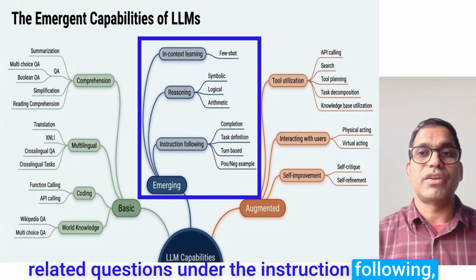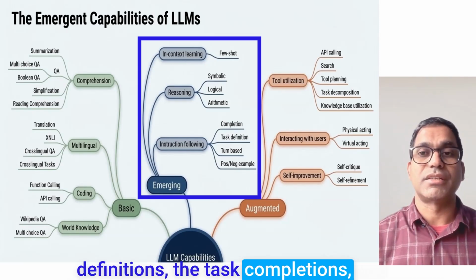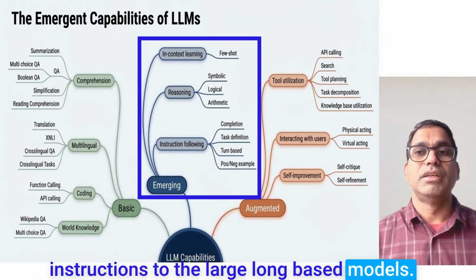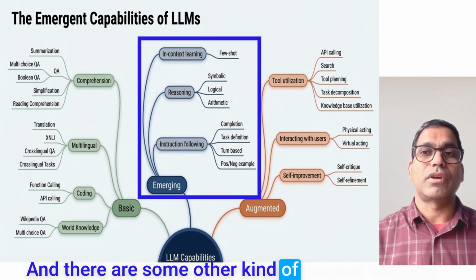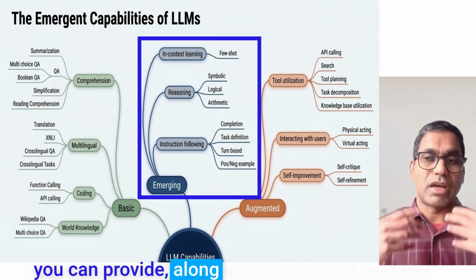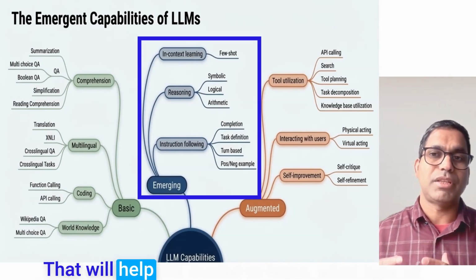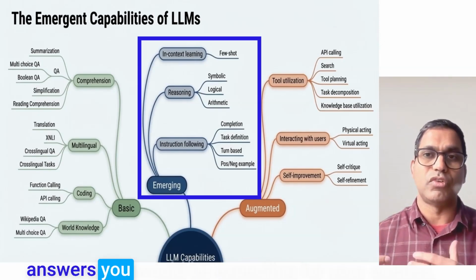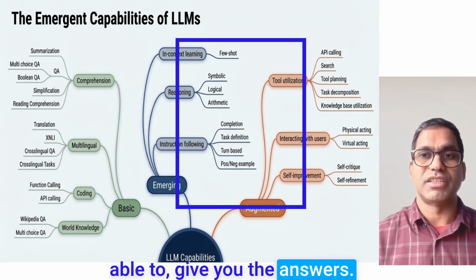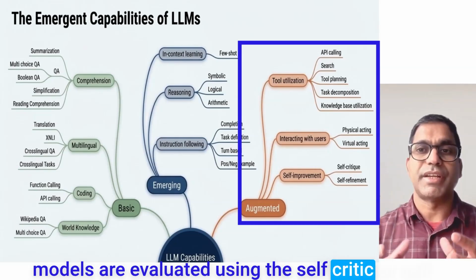And the instruction following, for example, you can see task definitions, task completions, and also positive and negative examples as instructions to the large language models. And there are some other kinds of in-context learning based models you can use, which means that along with the queries, you can also provide some examples of the answers that will help the model learn what type of answers you would be expecting for your queries, and based on that it would be able to give you the answers.